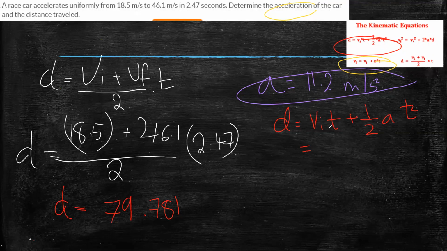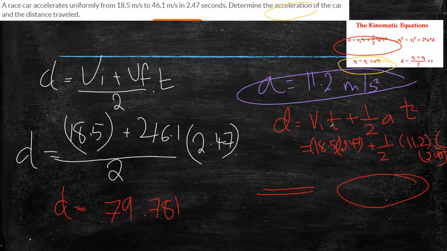So if you put V initial as 18.5 times time T, which is 2.47, plus half times A, which I found as 11.2, times T squared, which is 2.467 squared, and you calculate this, the answer must be approximately 79 point something. If it's not, there's something wrong. So you can find the answer by any of these equations.